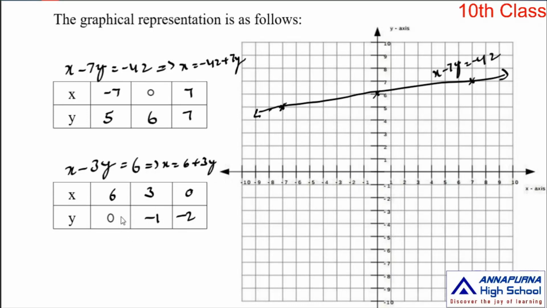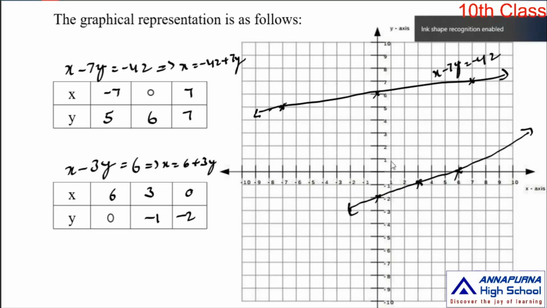And mark these three solutions on the same graph. The first solution is 6 comma 0, here it is. And 3 comma minus 1, here it is. And 0 comma minus 2, here it is. Now join these three points. This is the graph of the second equation, that is x minus 3y is equal to 6.